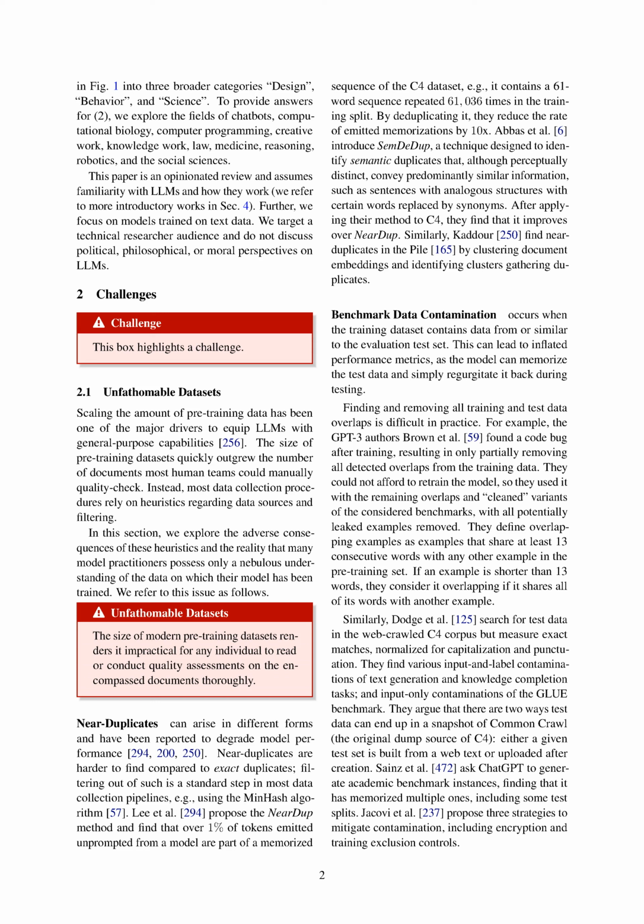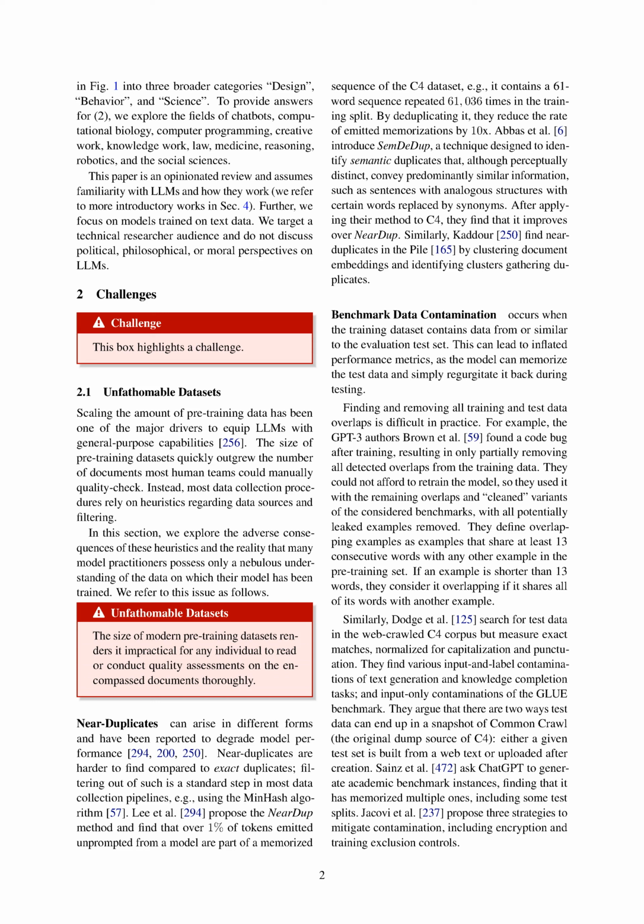If an example was shorter than 13 words, it was considered overlapping if it was identical to another example in the dataset. The team also looked for test data within the web-crawled C4 corpus, a dataset widely used in NLP. They looked for exact matches after adjusting for differences in capitalization and punctuation.